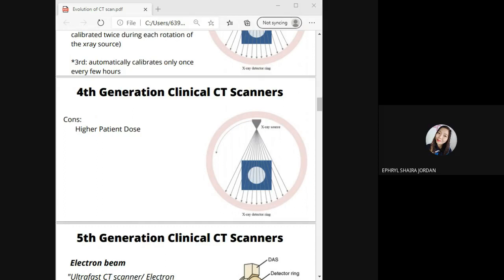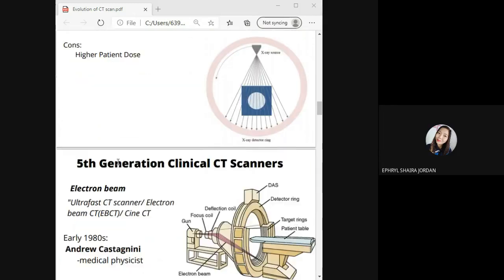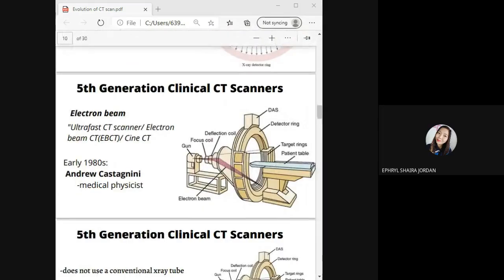So yun, mas mataas ang kanyang patient dose because of the scatter radiation, kasi nga, habang umiikot itong X-ray source, hindi siya mag-stop na mag-emit ng X-ray, di ba? Hanggang matapos niya itong entire rotation. So, ang con nito, isa sa major cons, aside sa mahal siya, is mataas ang patient dose. Let's move on to the fifth generation.